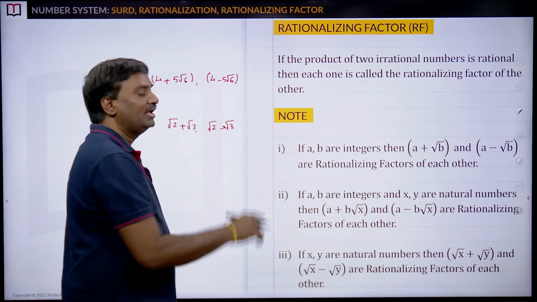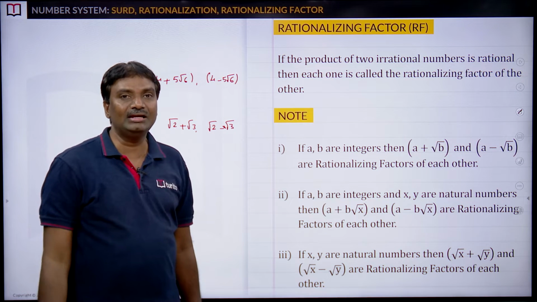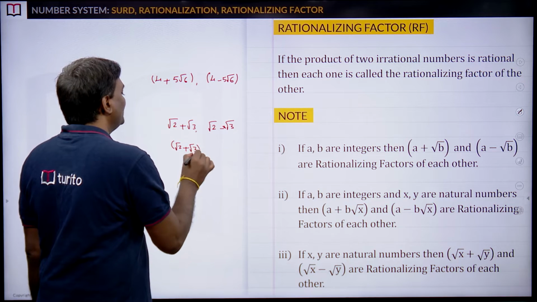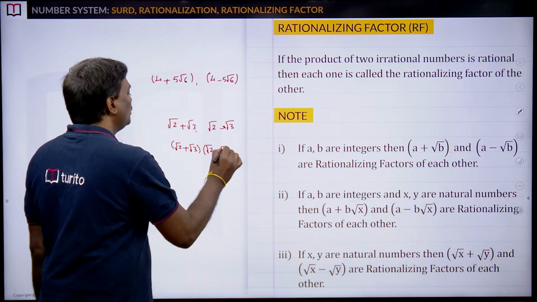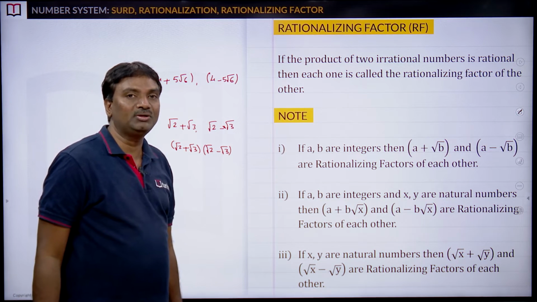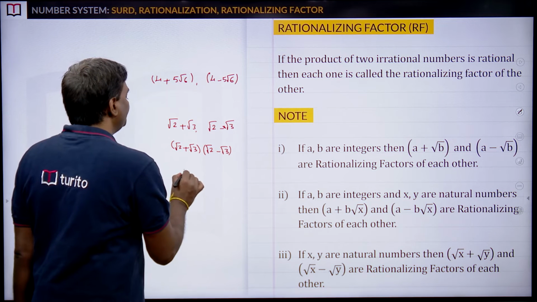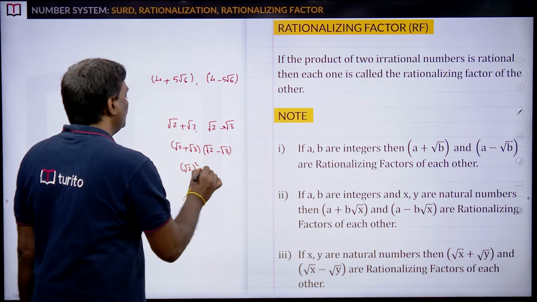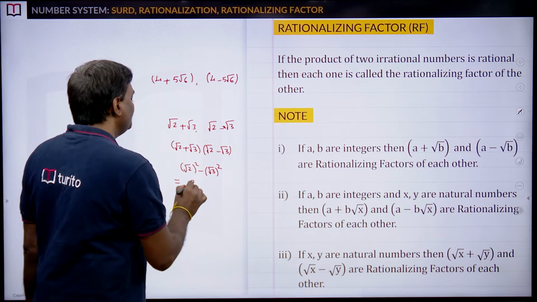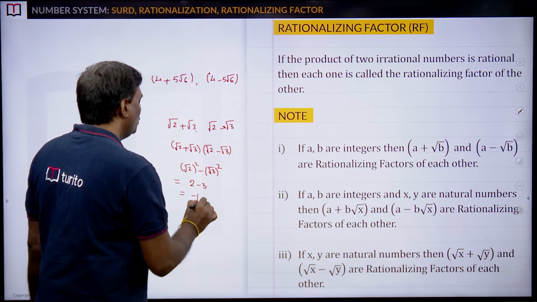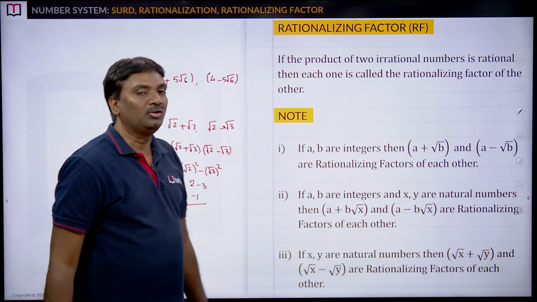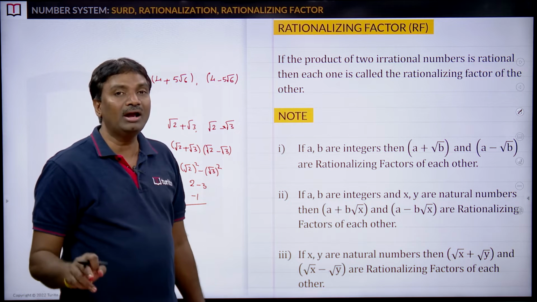Clearly we can say these two numbers are irrational numbers. So, let us multiply these two numbers: root 2 plus root 3 into root 2 minus root 3. Again this is in the form (a plus b)(a minus b), a square minus b square: a square, root 2 whole square, minus b square, root 3 whole square. Root 2 whole square means 2, minus root 3 whole square, 3. 2 minus 3 equals minus 1. Clearly that is a rational number. That is why we can say root 2 plus root 3 and root 2 minus root 3 are rationalizing factors of each other.